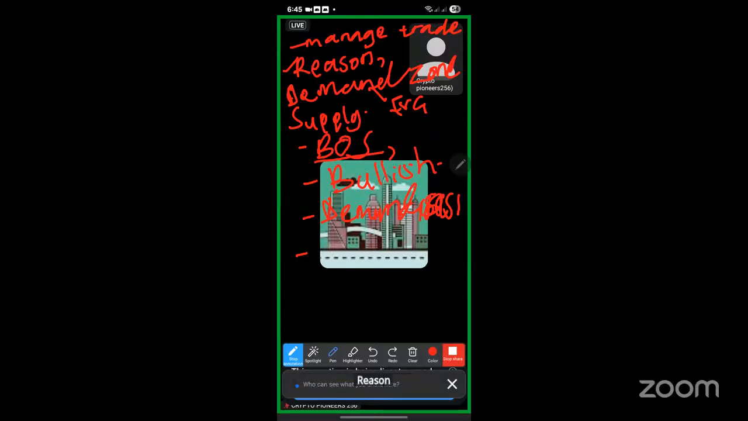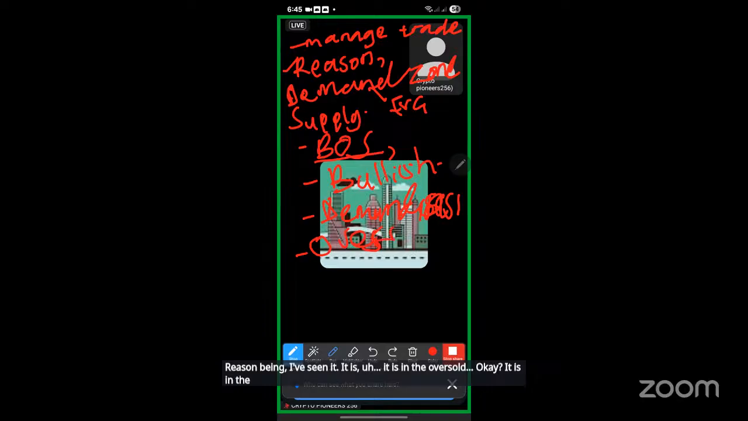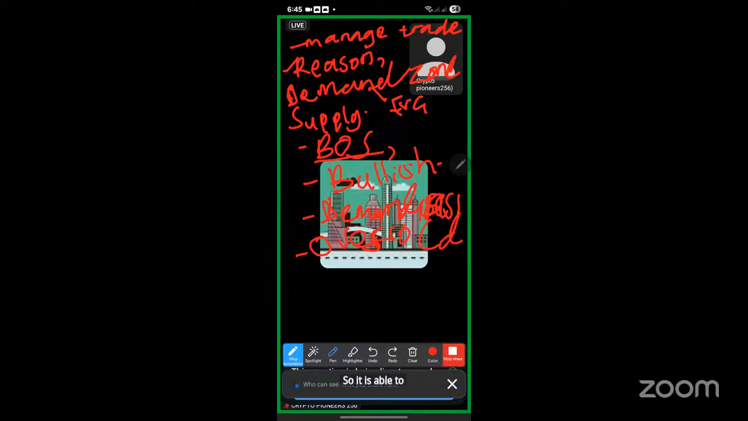Reason being, I've seen it is in the oversold area, so it is able to give me money. Oh, it is in the overbought. All I can say, I'm going to enter this trade.